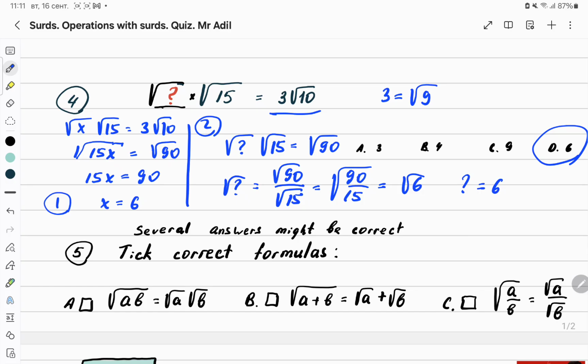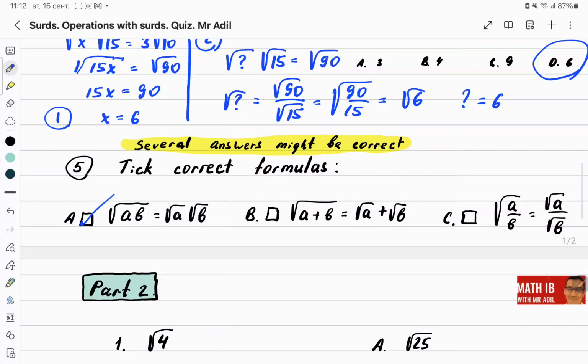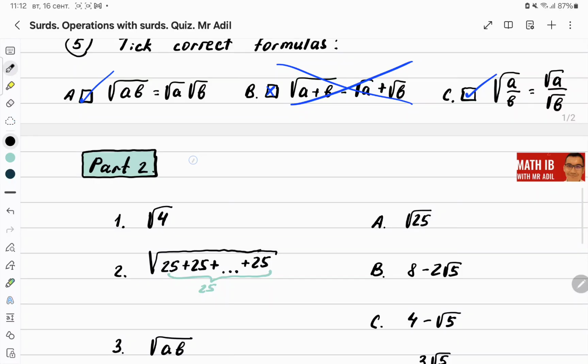Number 4, D. Question number 5. It is a theoretical question. It says that several answers might be correct. Tick correct formulas. Square root of AB equals square root of A times square root of B. Yes, it is true. Square root of A plus B is equal to square root of A plus square root of B. No, never. This is the most common mistake of the students. Never do that. And C, square root of A divided by B is equal to square root of A divided by square root of B. Yes, it is correct.